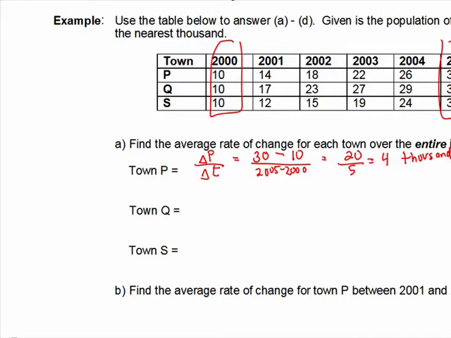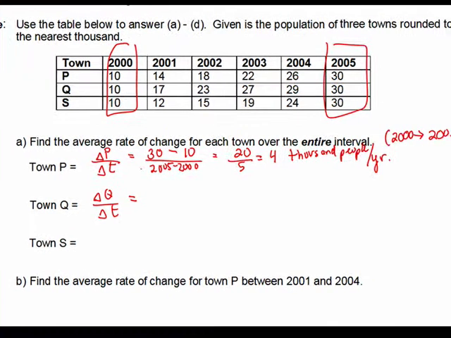Let's do the same for town Q. That would be delta Q over delta T. And you'll notice in this case, all of the towns had the same starting population and the same ending population. So all of the math will be exactly the same. So again, I'm going to get 4,000 people per year.